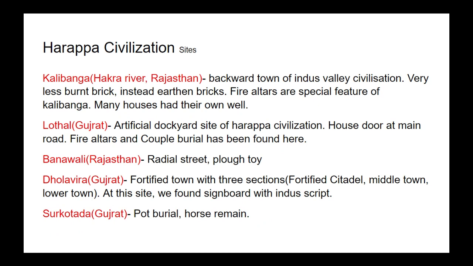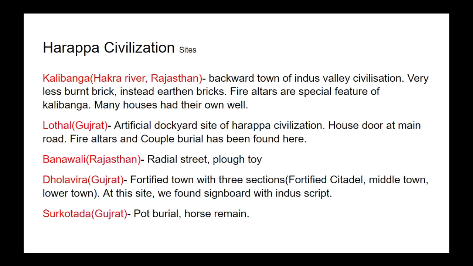In Banawali, Haryana, we found a radial street. At all other sites, we found rectangular grid pattern streets, but in Banawali we found a radial street, and we also found a plough toy in Banawali. We don't find any actual plough from Harappan Valley sites. We only get a toy that depicts a plough.